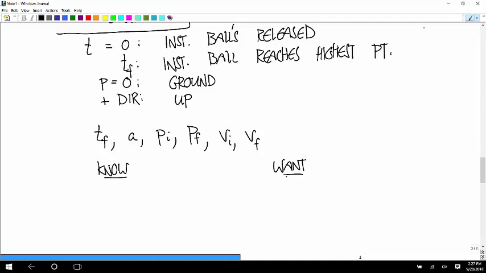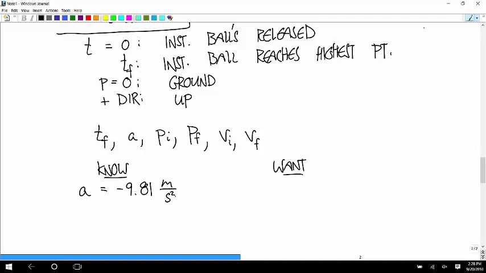Do we know time final? Nope. Do we know acceleration? Yep. That's negative 9.81 meters per second squared. We know initial position? Yeah. So anything in free fall at any time during its motion, its acceleration is down at 9.81. When it's going up, that's its acceleration. When it's going down, that's its acceleration. At the instant it has no velocity, that's its acceleration.